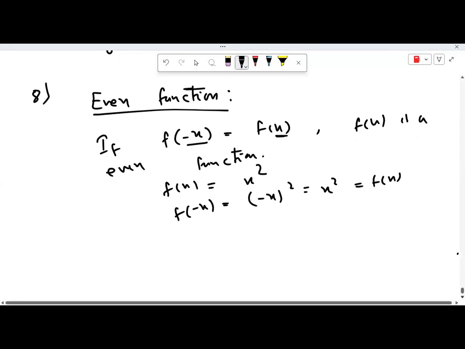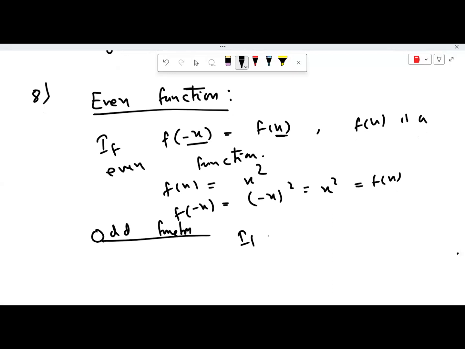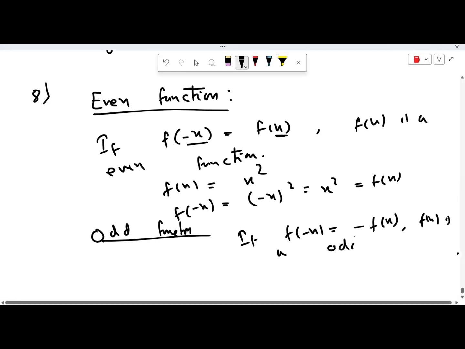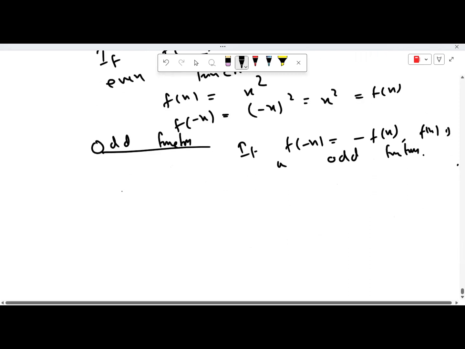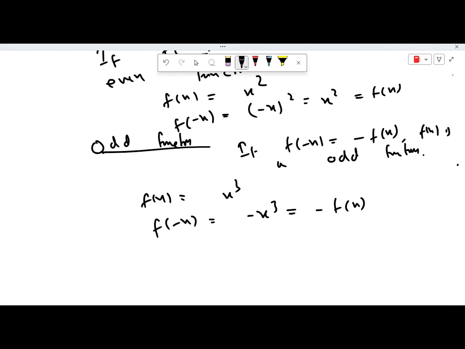All right. Yes, sir. And what is an odd function? If f of negative x is equal to negative of f of x, then the function is an odd function. For example, f of x is equal to x cube, then f of negative x is negative x cube, which is negative of f of x. So it is an odd function.